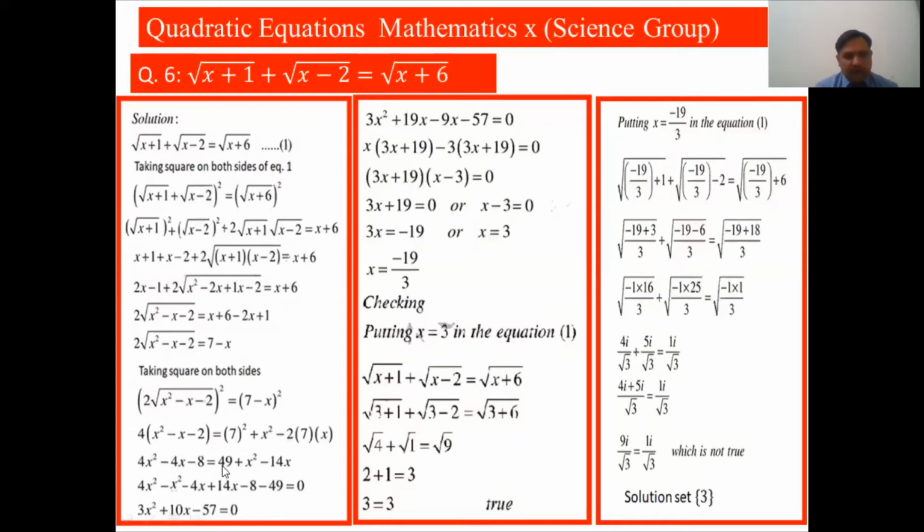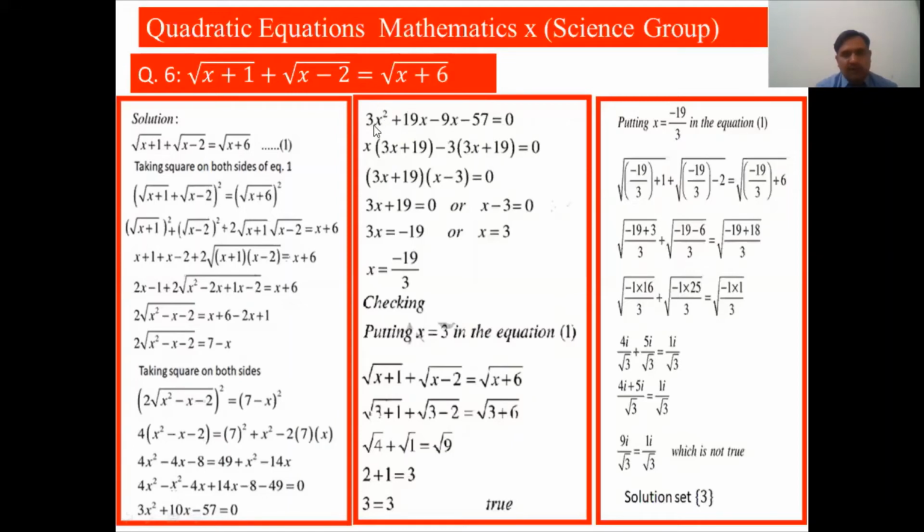Now we have to shift these terms to the left hand side of the equation, and you have to remember to change the sign of each term when you shift these terms to the left hand side of the equation. So we can write this as 4x square minus 4x, here is plus 4x minus 8 minus 49 is equal to 0. After simplification, this is equal to 3x square plus 10x minus 57 is equal to 0.